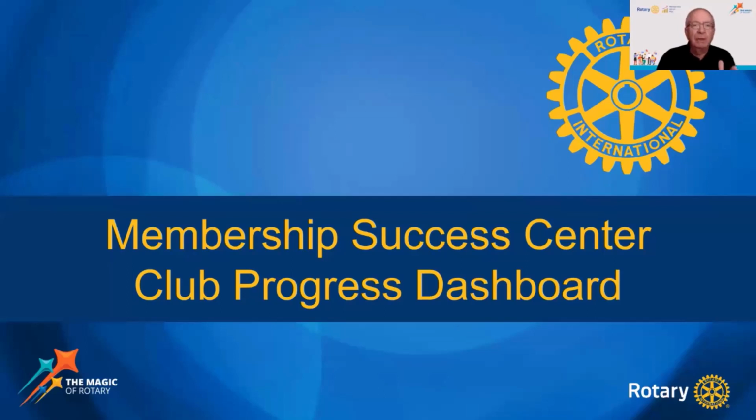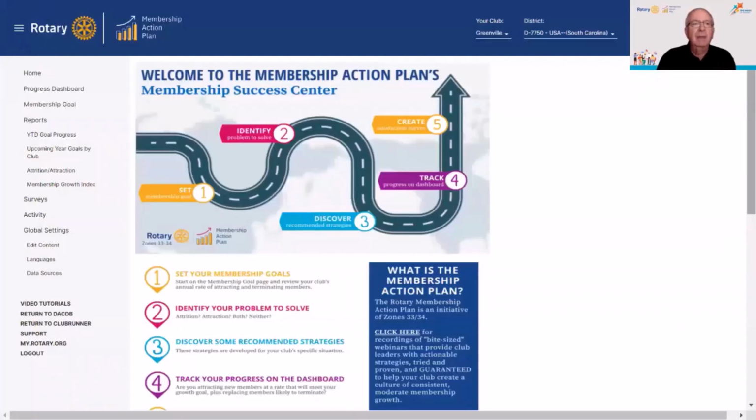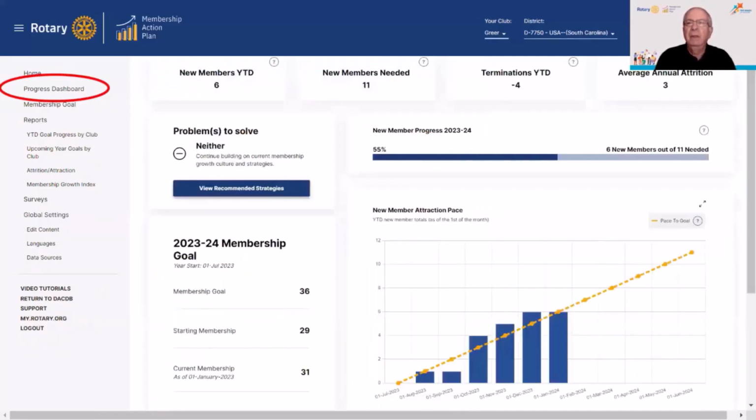I want to move to the club progress dashboard. And that is right up here at the top left-hand corner, just above the membership goal link. And here's how the progress dashboard looks. Progress dashboard opens up like this.